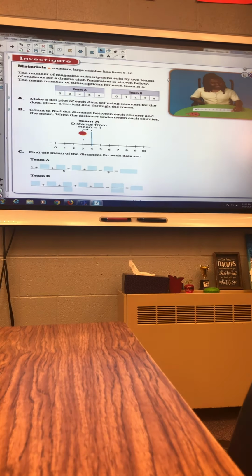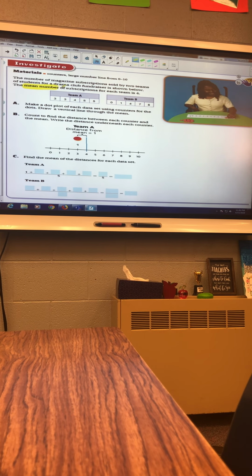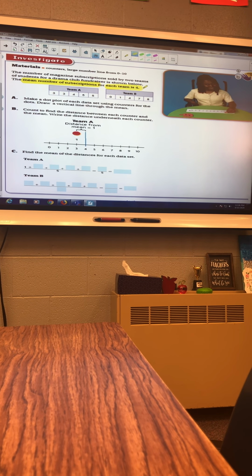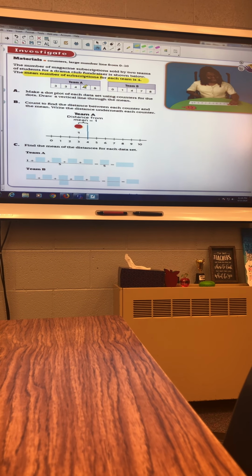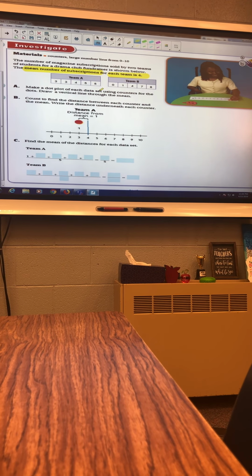So today they want us to investigate with counters and a large number line, but with remote learning, we don't have access to it, so I'm going to ask you to bear with me. The number of magazine subscriptions sold by two teams of students for a drama club fundraiser is shown below. It says the mean number of subscriptions for each team is 4. So that means this team had a mean or an average of 4, and this team had a mean of 4. But you can tell just by looking that they are very different sets of data.